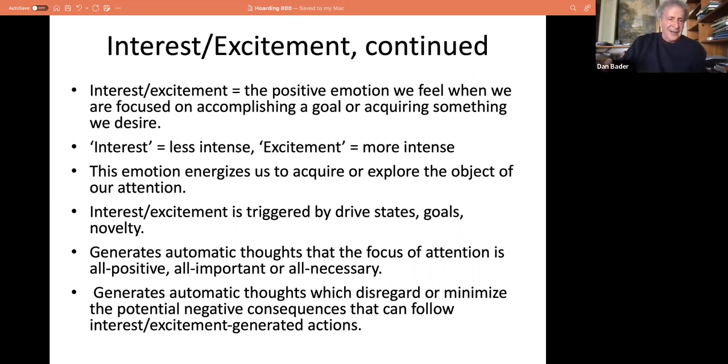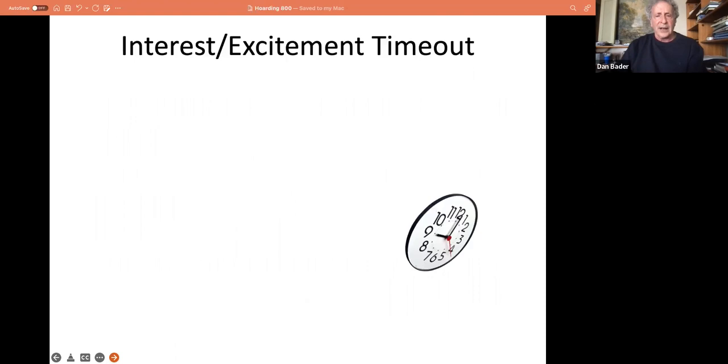Like with drug addiction, in the beginning, the drug is kind of all positive. And then at a certain point, it becomes all necessary. It generates automatic thoughts which disregard or minimize the potential negative consequences that can follow interest, excitement generated action. And there's all sorts of things, people end up buying something they really can't afford. They go ahead and do that. Or they get in trouble because they're at someplace and they start flirting with somebody and that leads to maybe a sexual encounter. And so, people when they're in a high interest excitement state can make some really bad moves because they're cut off from being able to think about the consequences of what it is they're getting ready to do.